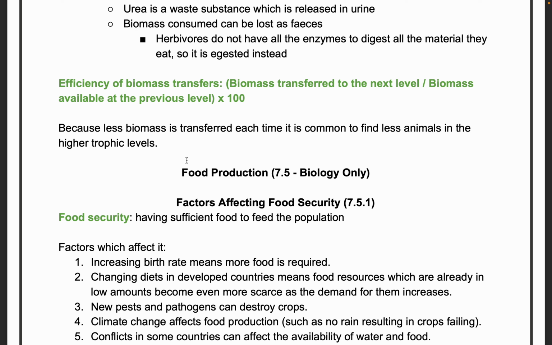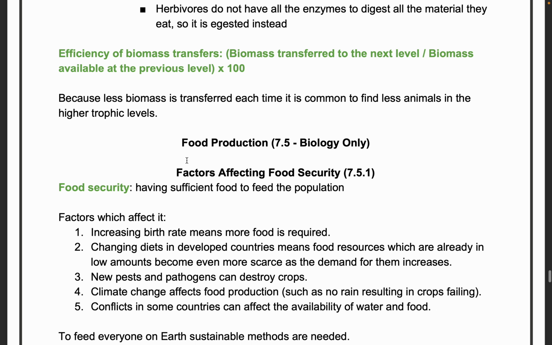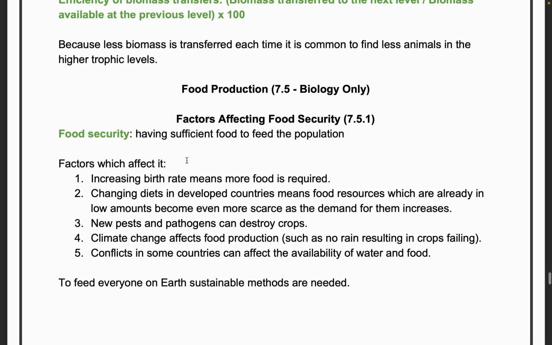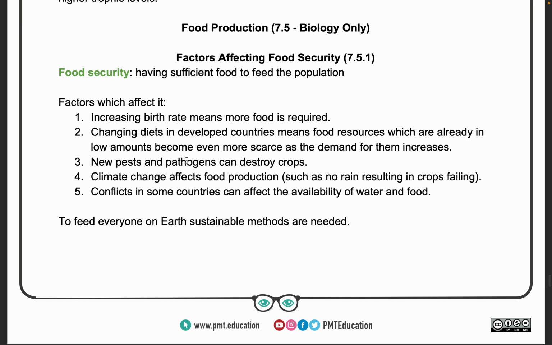divided by biomass in the previous level, which is the light from the sun, which is 100%. Okay, 10 divided by 100 into 100 will give you 10%. So in the example which we have seen, the biomass transfer efficiency is only 10%. Because less biomass is transferred each time, it is common to find fewer animals in the higher trophic level. We can see that the pyramid has an upward narrowness.